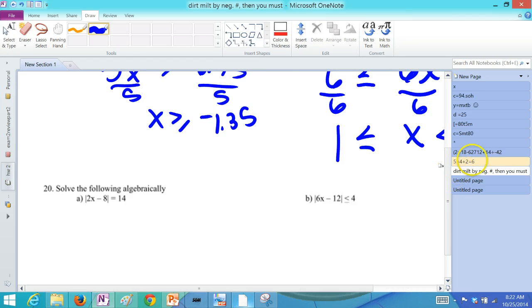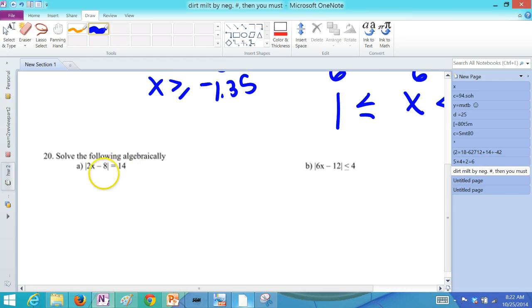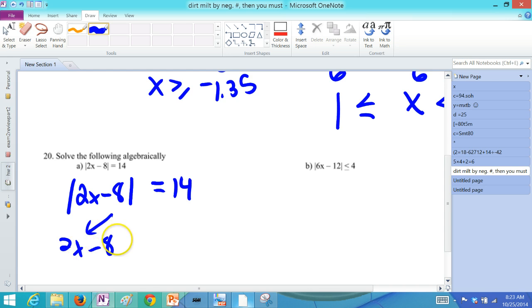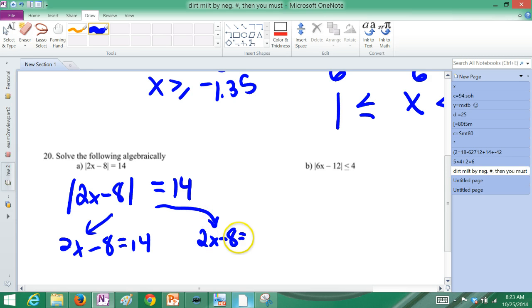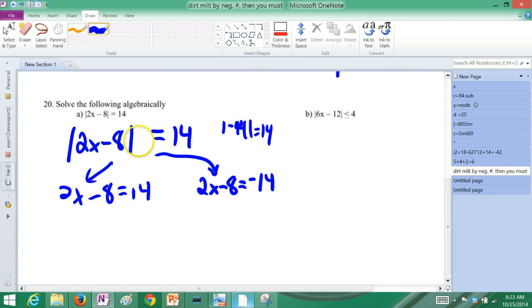The bottom here we have absolute values. It says that the absolute value of 2x minus 8 needs to be equal to 14. That means two things. Either 2x minus 8 is equal to 14, because you know the absolute value of 14 is 14. But on the other hand, it could be that 2x minus 8 is negative 14, because the absolute value of negative 14 is also 14. So you take what's on the inside, you set it equal to the positive value, but then you also set it equal to the opposite of it.